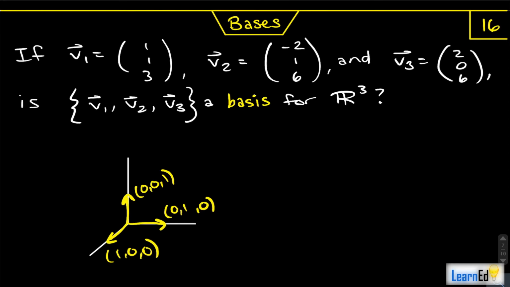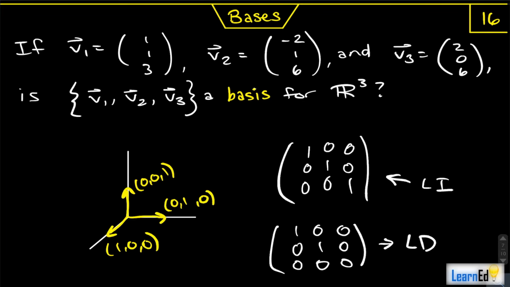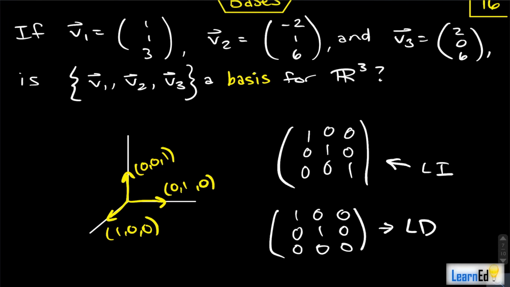Now, here's the idea. If we put those vectors into a matrix, right? So we have 1, 0, 0, 0, 1, 0, 0, 0, 1. They are linearly independent, and that is characteristic of any three vectors that will be a basis for R3. They will have to be linearly independent. If they're not, let's say we had 1, 0, 0, 0, 1, 0, and then this column got zeroed out, this would be linearly dependent, and so it would not be a basis. So that's the idea here.